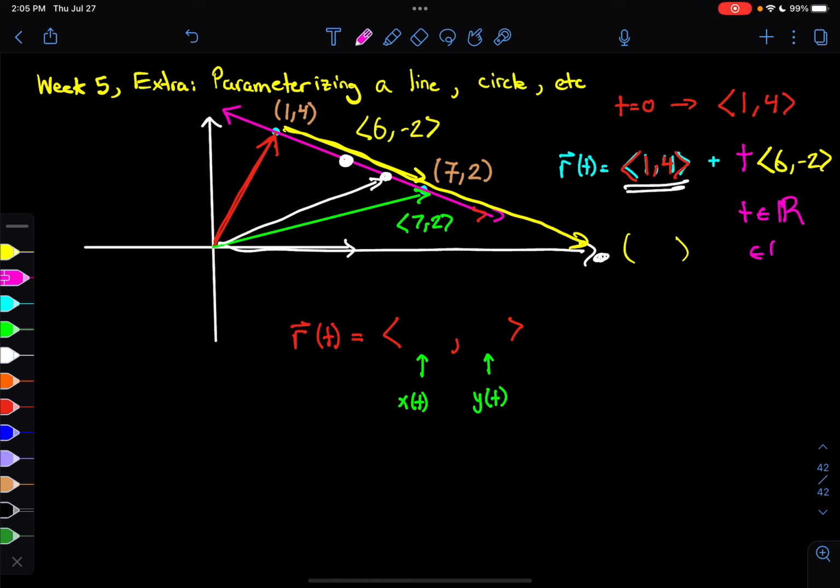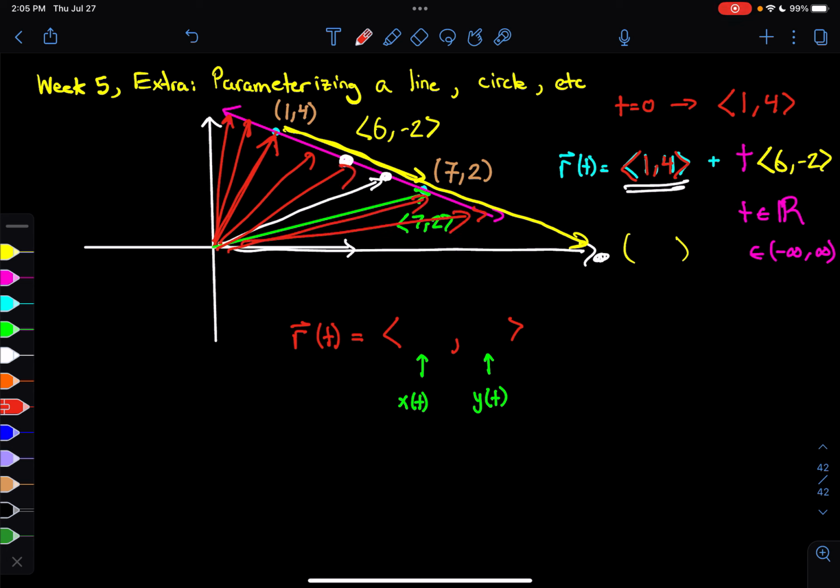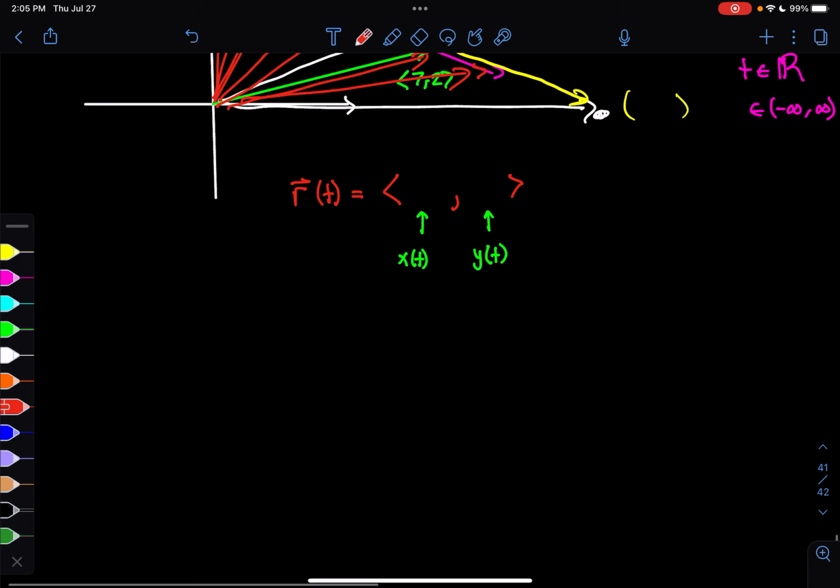Or in other words, t can be from negative infinity to infinity, any real number that we want. And that basically allows us to move this red vector and cover every single point that is on this line, okay? Now, we've done parameterization before, right?